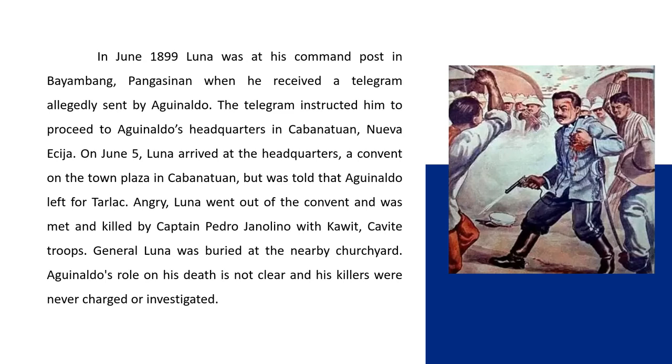In June 1899, Luna was at his command post in Bayambang, Pangasinan when he received a telegram allegedly sent by Aguinaldo. The telegram instructed him to proceed to Aguinaldo's headquarters in Cabanatuan, Nueva Ecija. On June 5, Luna arrived at the headquarters, a convent on the town plaza in Cabanatuan, but was told that Aguinaldo had left for Tarlac. Angry, Luna went out of the convent and was met and killed by Captain Pedro Janolino with Kawit, Cavite troops. General Luna was buried at the nearby churchyard. Aguinaldo's role in his death is not clear, and his killers were never charged or investigated.